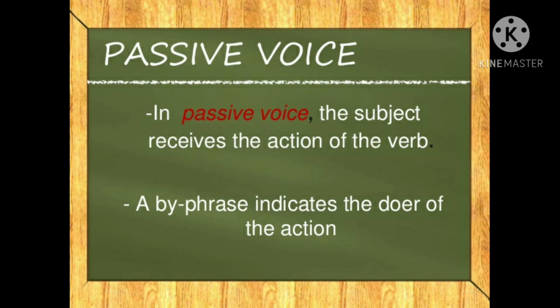Now, the passive voice. In passive voice, the subject receives the action of the verb. A by phrase indicates the doer of the action. So, in the passive voice, we mention by. So, children, in the passive voice, the subject is acted upon by an object. In the passive voice, the emphasis is on the receiver of the action.